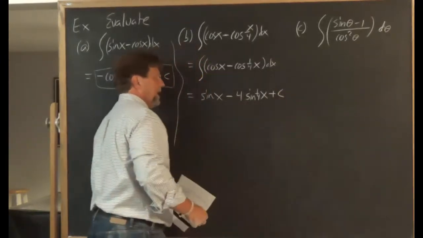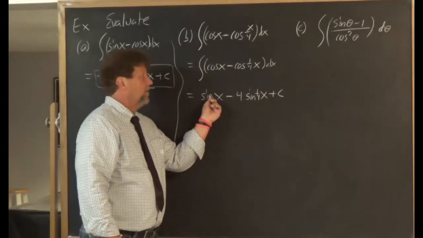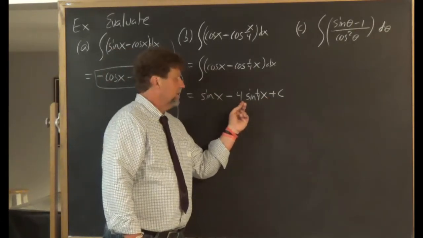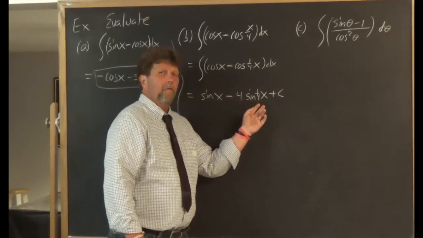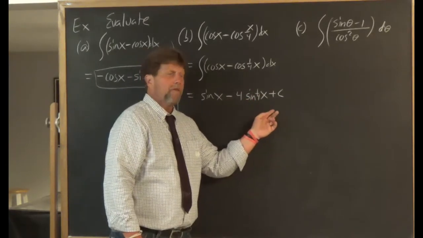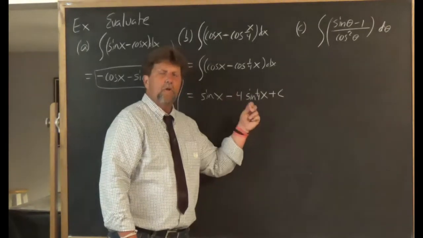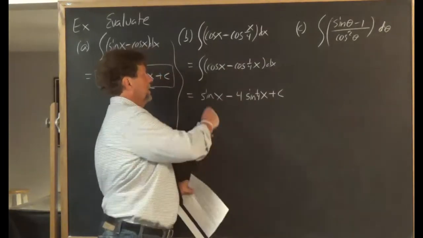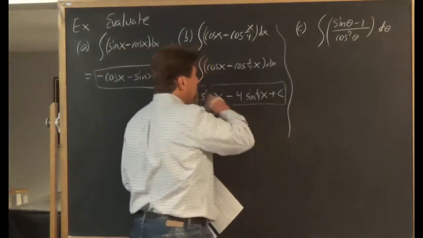Don't forget the plus C. And I encourage you to check this. The derivative of sine is cosine. Check. Minus. When you differentiate this piece, it's 4 times cosine of 1/4 x times 1/4. Chain rule. The derivative of 1/4 x is 1/4. And that 4 times 1/4 is 1. So this one checks.